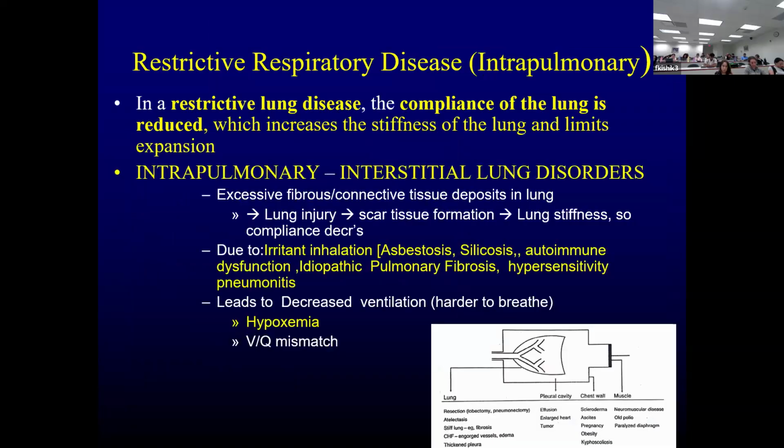Okay, so those restrictive defects can be divided into intrapulmonary problems like pulmonary fibrosis, or extrapulmonary intrathoracic. Extrapulmonary is outside the lung, intrathoracic still within the chest wall, the chest cavity. That would be the chest wall disorders.